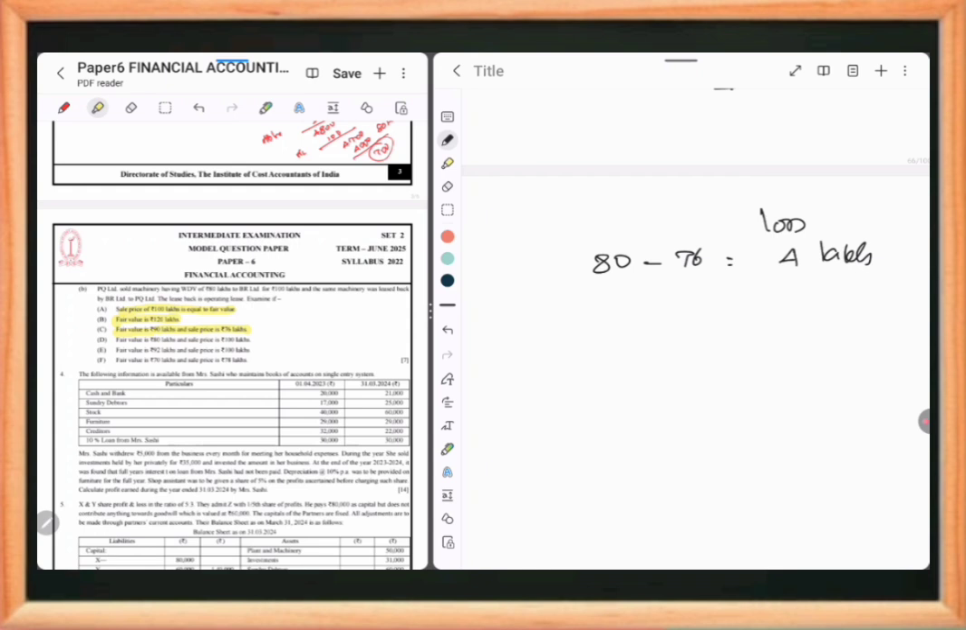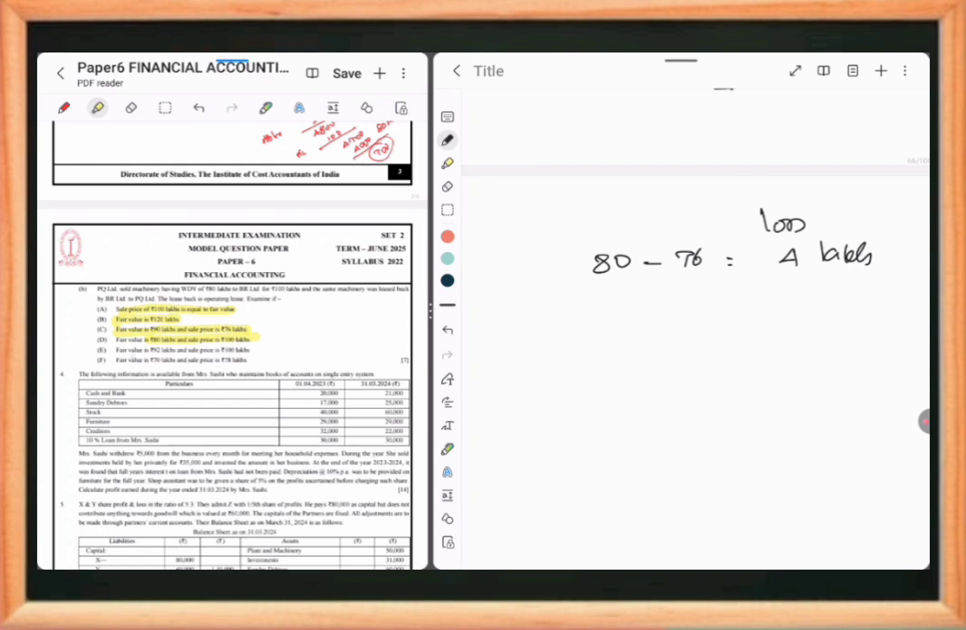And then the next question, fair value. If the fair value is 80 lakhs and sales price is 100 lakhs, then what? Fair value is 80 lakhs and sales value 100 lakhs, then here also the profit will be 20 lakhs. It is to be deferred and amortized over the lease period. That will be the correct answer. You have to write like that.